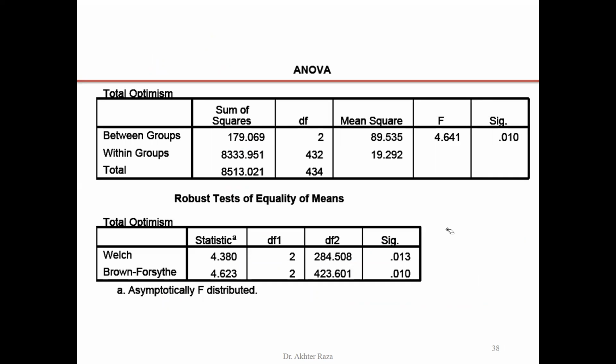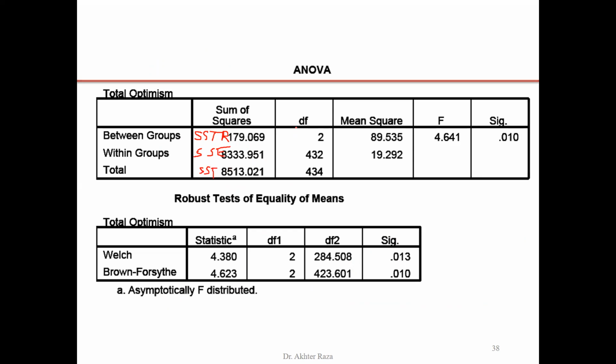Now this is the ANOVA table. All of you are familiar with this table. This is the sum of squares between groups. It is a known source. In manual calculation, we represent this as SSTR, the sum of squares between treatments. Our treatments are age groups. We are comparing the age groups with respect to optimism. This is SSE, the sum of squares of error, and this is SST, the total sum of squares.